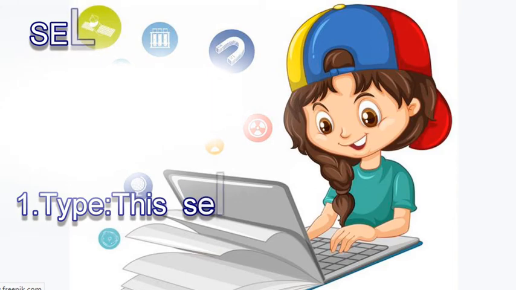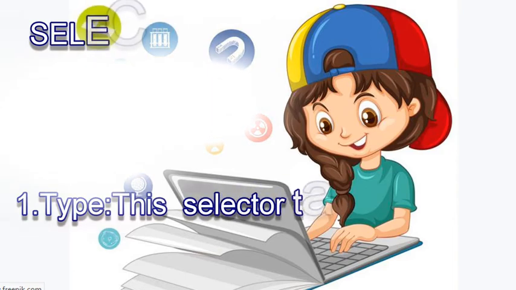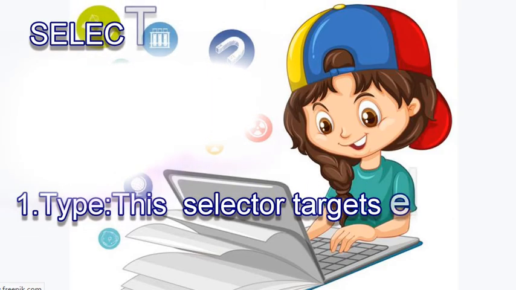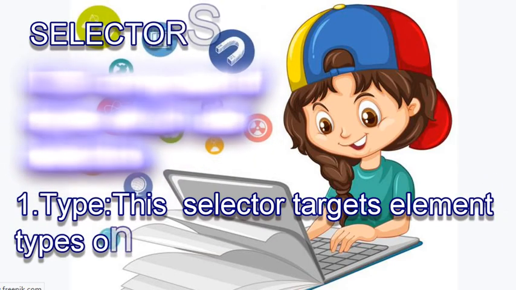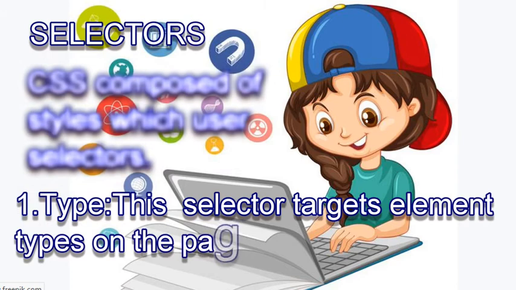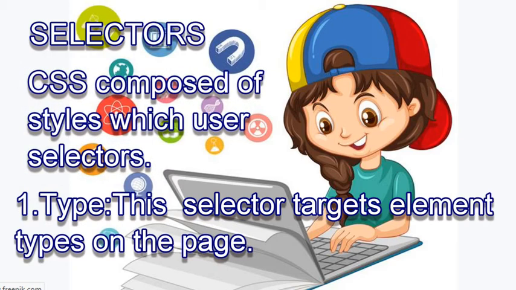When we are talking about selectors, we are clear that whenever we use CSS we are using a styling technique. So what is the styling technique? It gives style to the document so that it appears attractively on the web page and as per our needs. For that we use selectors. We have different kinds of selectors which perform different activities. Number one is the type selector. The type selector targets the element type on the page.